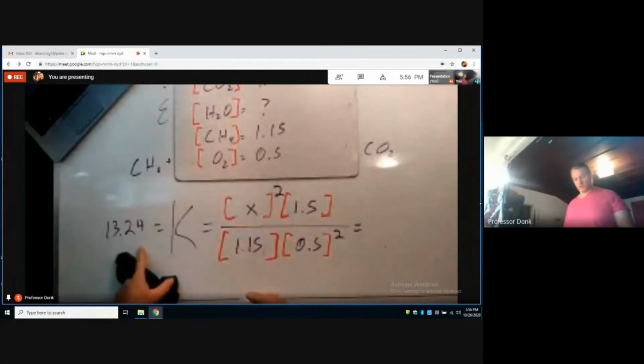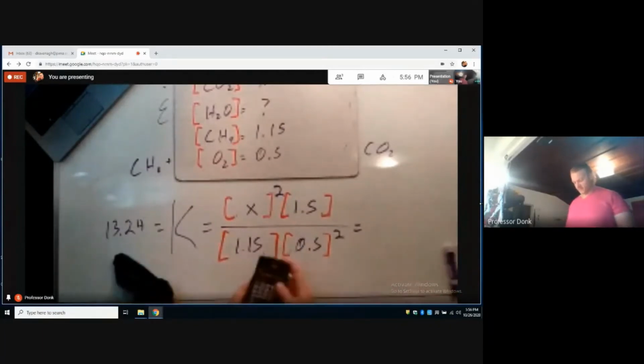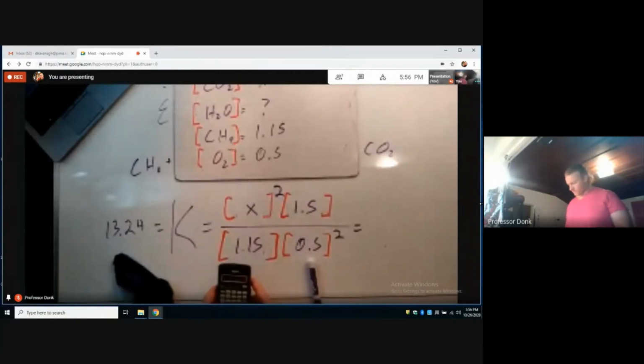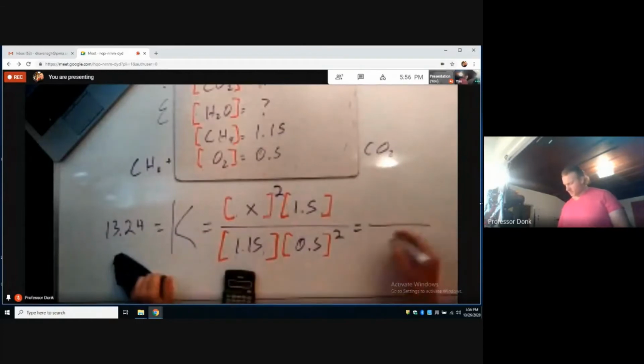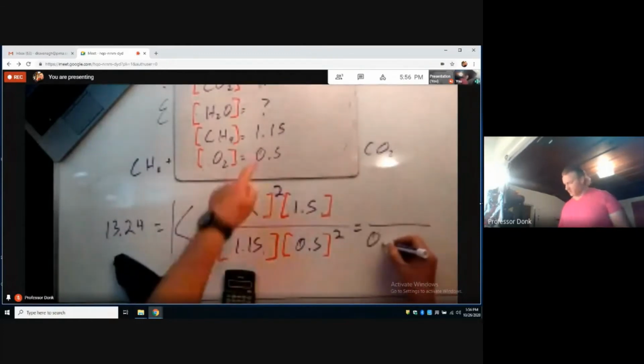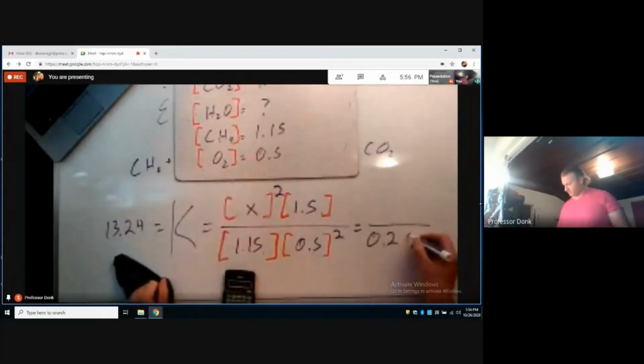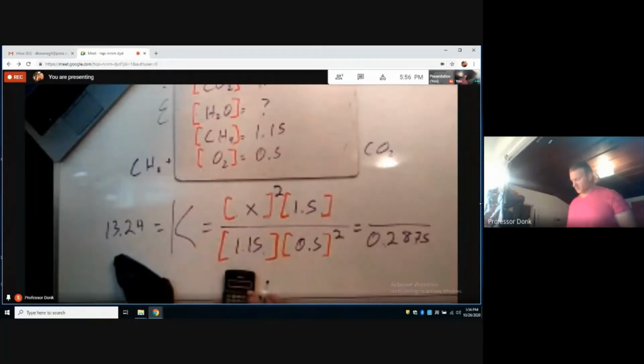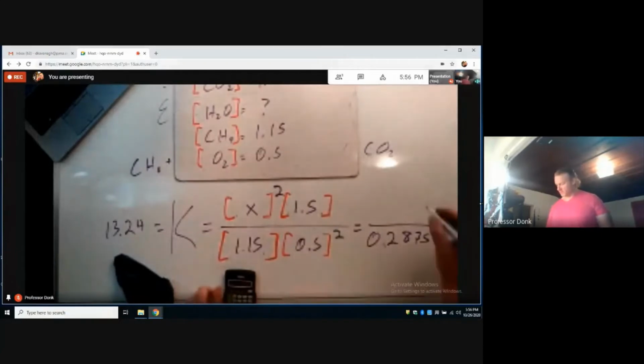K equals 13.24. Let's solve out the denominator because I can solve for everything in there. And just note that these numbers are ones I just kind of made up for the sake of argument. And this number is up top here. This is x squared times 1.5.